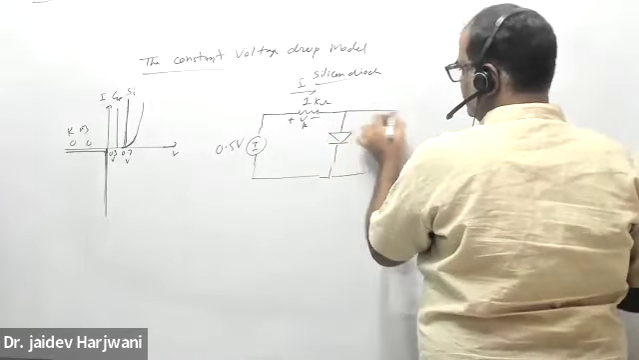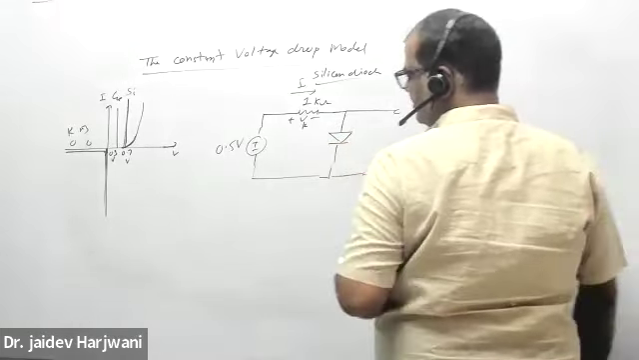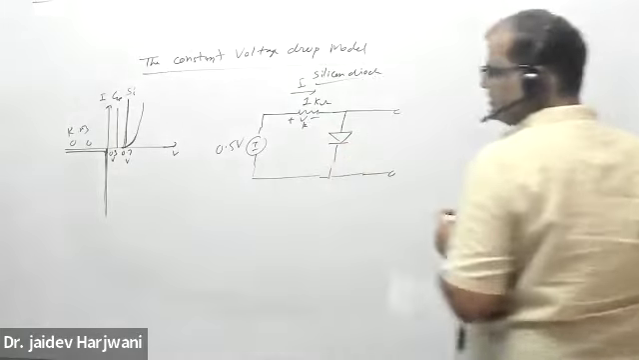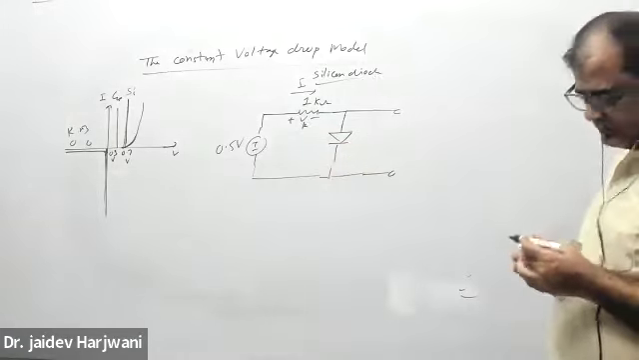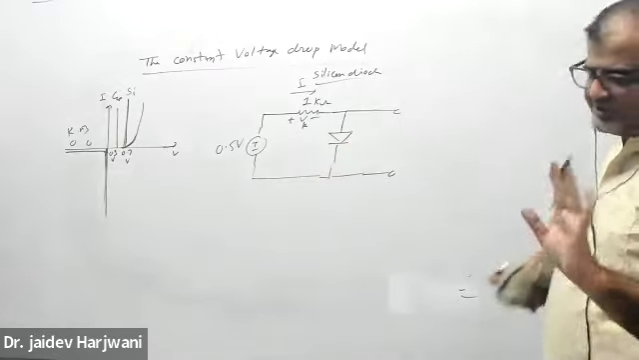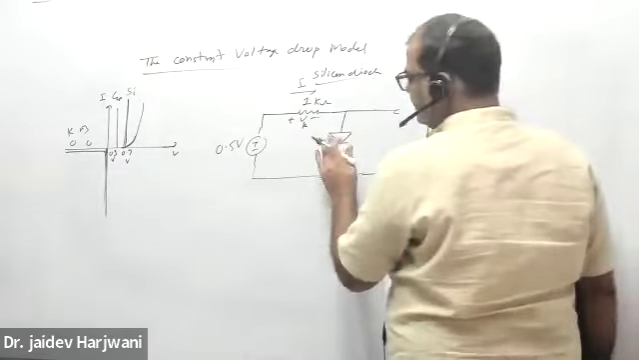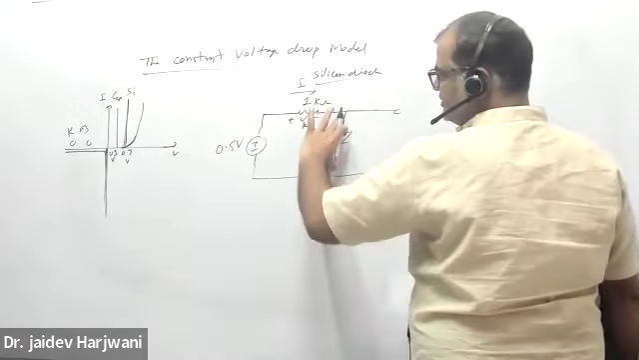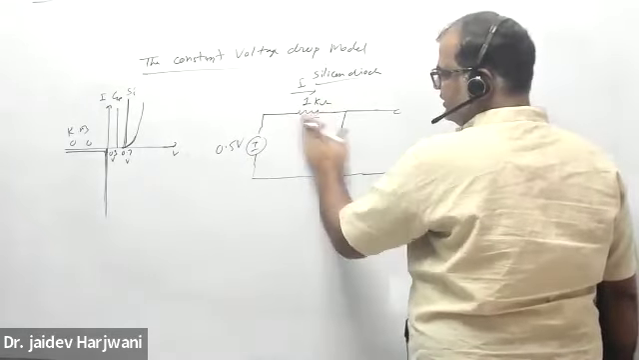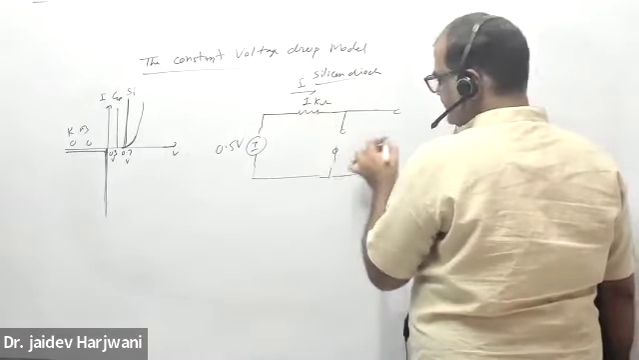Silicon diode. Is it open or short? Tell me now. Forward bias or reverse bias? Reverse bias, sir. So it is not short circuit. It will be open, because this open circuit voltage is less than 0.7. So obviously this will become open.